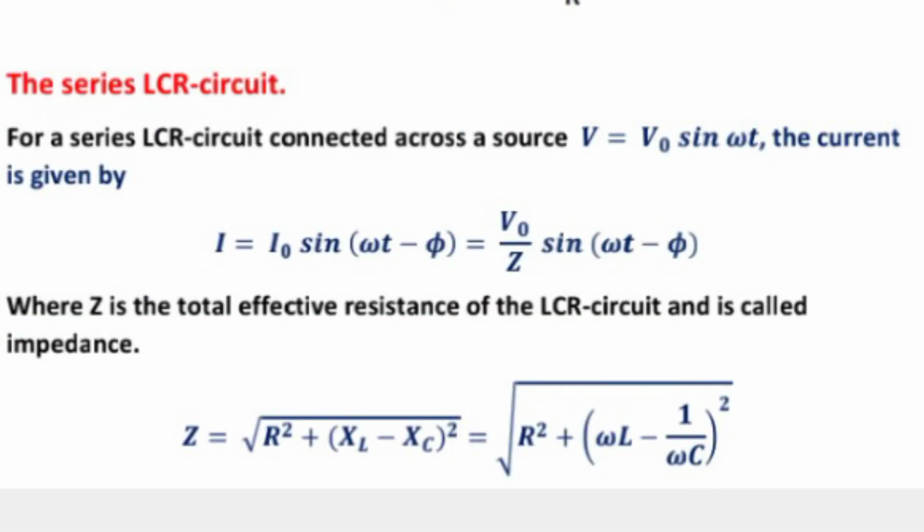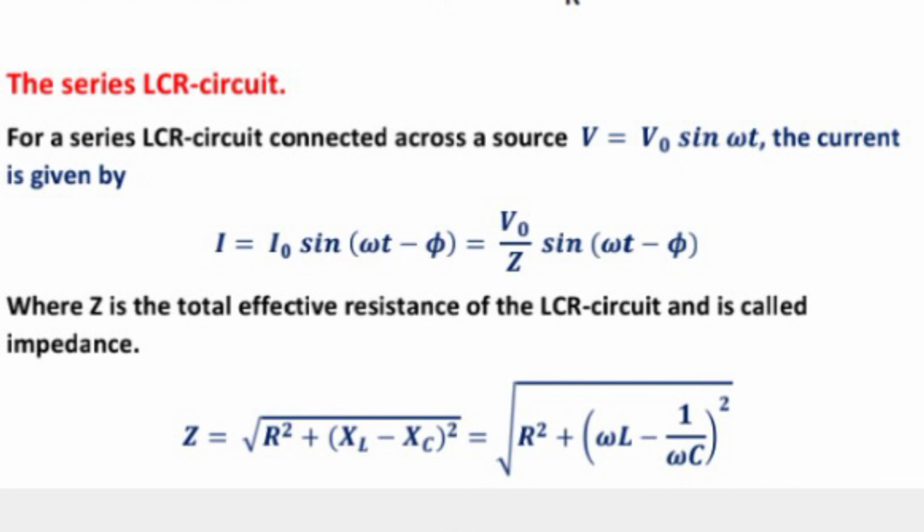The series LCR circuit. For a series LCR circuit connected across a source V equal to V0 sin omega t, the current is given by I equal to I0 sin omega t minus phi, or V0 upon Z sin omega t minus phi, where Z is the total effective resistance of the LCR circuit and is called the impedance.